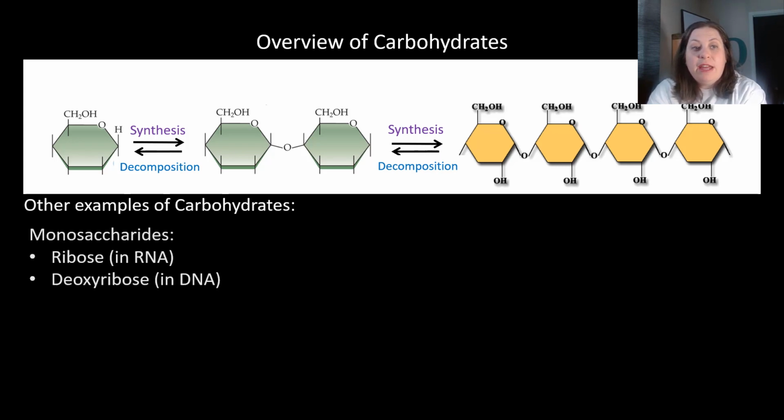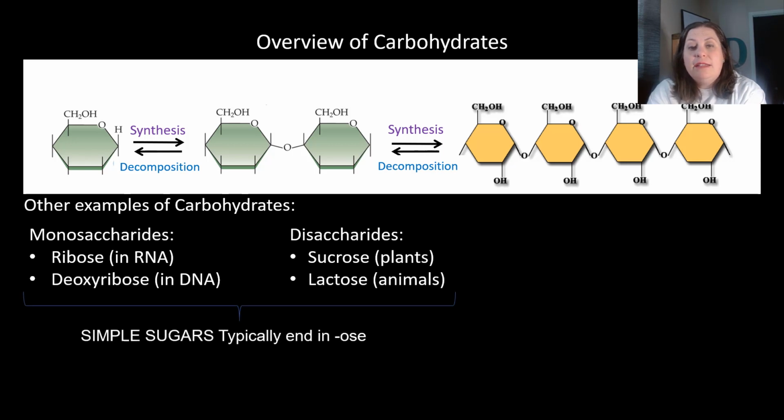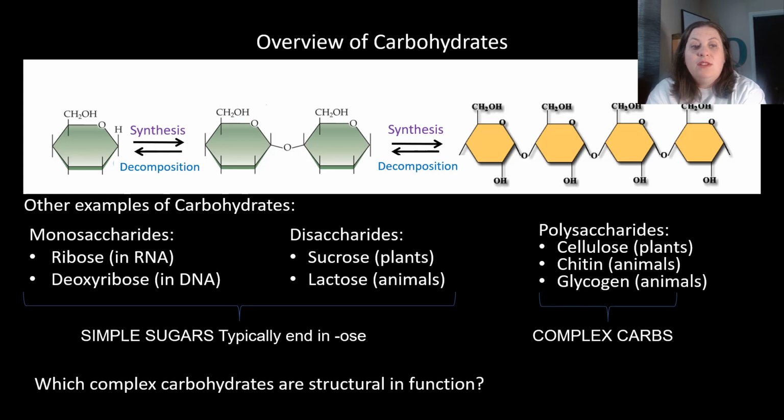So other examples of carbohydrates are going to be with monosaccharides, you have ribose and deoxyribose. For disaccharides, you have sucrose and lactose. And for polysaccharides, you're going to see that we have cellulose, chitin, and glycogen. Now guys, I talked about how monosaccharides and disaccharides are considered your simple sugars, and they do all end in ose. Whereas your polysaccharides are your complex carbs or complex sugars. So which complex carbohydrates are structural in function? If we're talking about the structural component of these particular sugars, we're going to see things like cellulose in plants and chitin in animals.